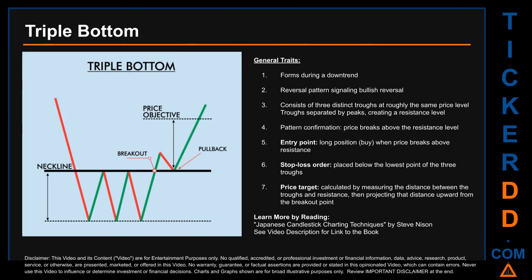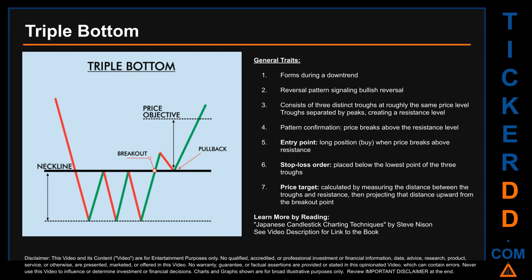A triple bottom is a chart pattern in technical analysis that signals a potential bullish reversal, indicating the end of a downtrend and the beginning of an uptrend. The pattern is named triple bottom because it features three distinct troughs or low points, all occurring at roughly the same price level. When viewed on a price chart, it resembles the shape of a W. Here's a simple explanation of its components.